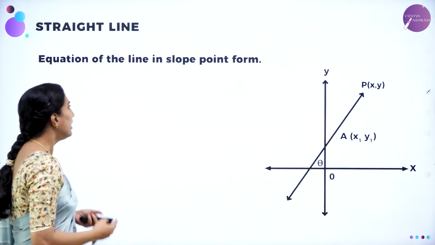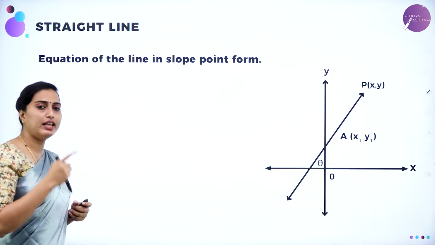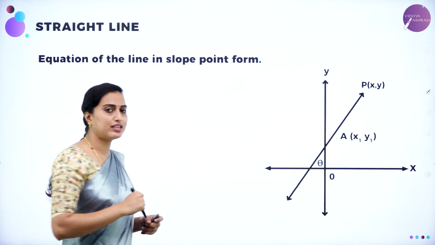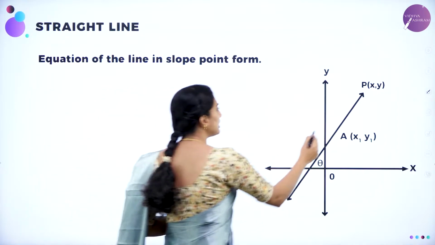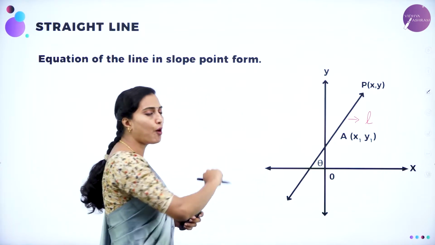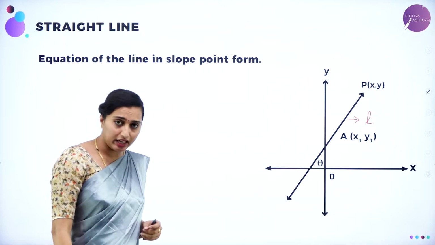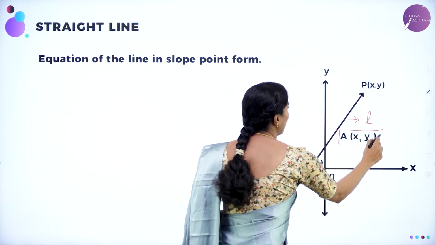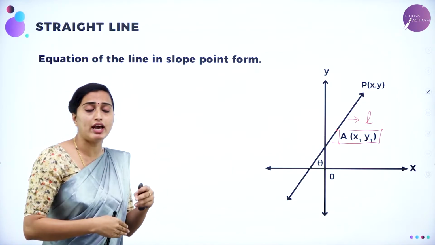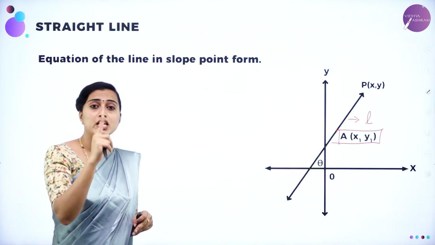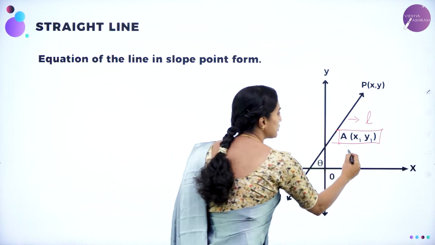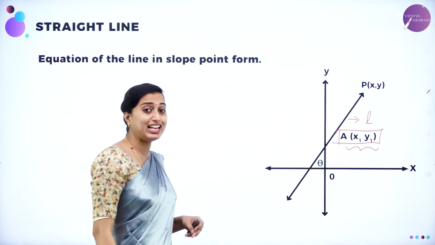Now we'll move on to the next concept, the equation of a line in slope-point form. Here I am going to consider the x-axis, the y-axis and a line L. On that line L I am going to consider a point P(x, y), and a given point A(x1, y1). We know already, dear students, that the slope of a line joining two points is given by m = (y2 - y1)/(x2 - x1). Already they have given it as (x1, y1), so I am going to consider this as (x2, y2).